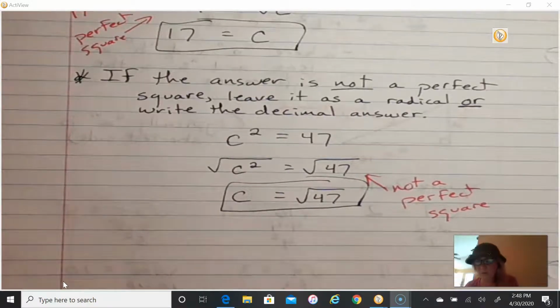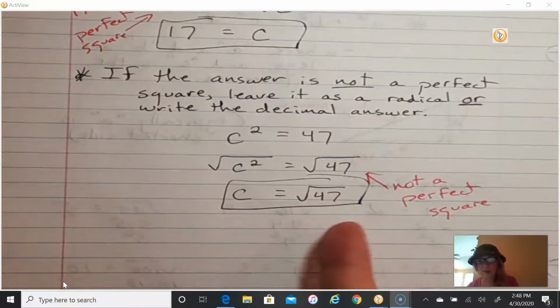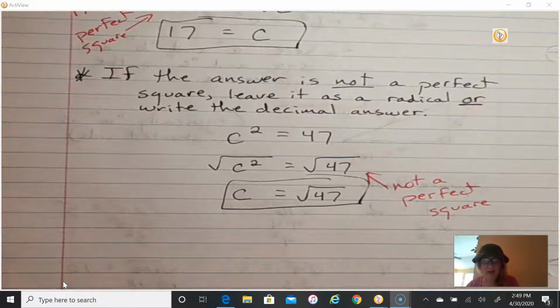Now, if you have one of the graphing calculators and you got batteries and it works, and you can figure this out on your own, you can write the decimal version of it. I would round to the nearest 10th or 100th place unless your directions tell you otherwise. Okay? All right.